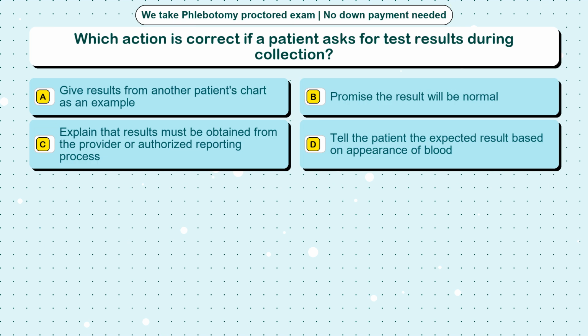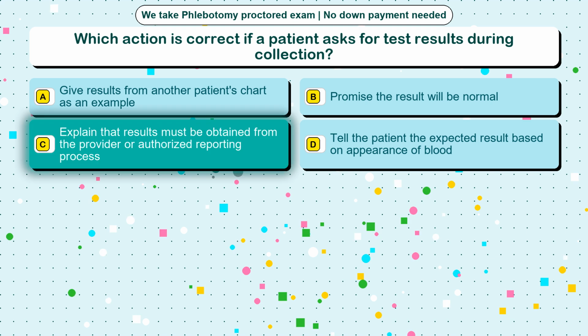Question 11. Which action is correct if a patient asks for test results during collection? Option A. Give results from another patient's chart as an example. Option B. Promise the result will be normal. Option C. Explain that results must be obtained from the provider or authorized reporting process. Option D. Tell the patient the expected result based on appearance of blood. The correct answer is option C.